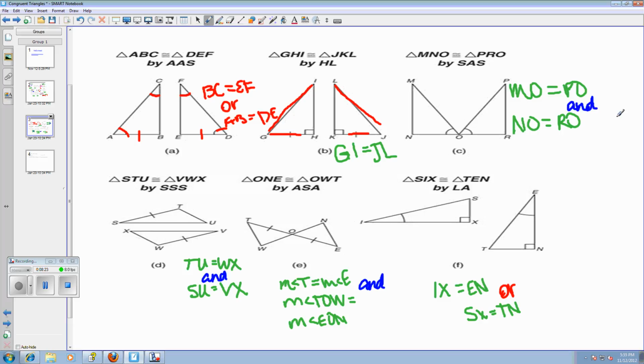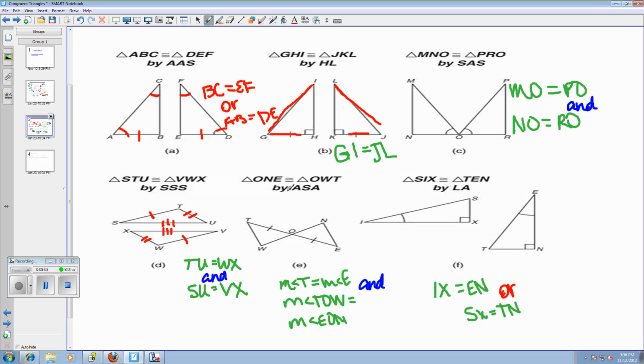Okay? In each of the following ones, by side angle side, in this case, we have one angle. So we have to have two sides are congruent. So MO equals PO and NO is equal to RO in order for this to be true. The same goes for D. We have to have TU equals WX and SU equals VX, because we only are given one side here, and we have to find out that these two are congruent and these two are congruent.